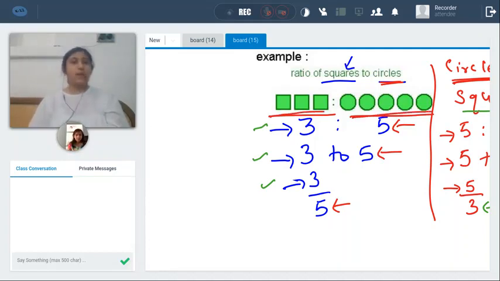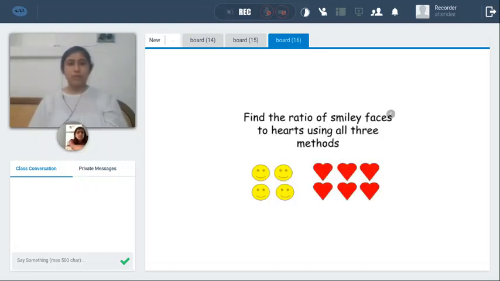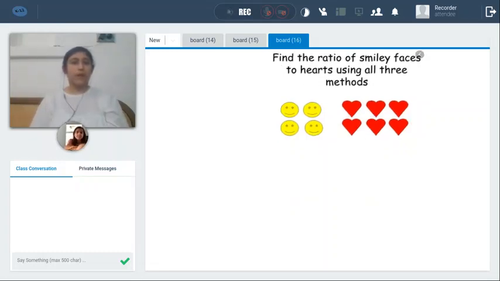Okay, let us take one more example. I'll share again an image with you. Let me know when you're able to see it. Are you able to? Yeah. Okay, good. Now here you can see that the question is to find the ratio of smiley faces to hearts using all the 3 methods.